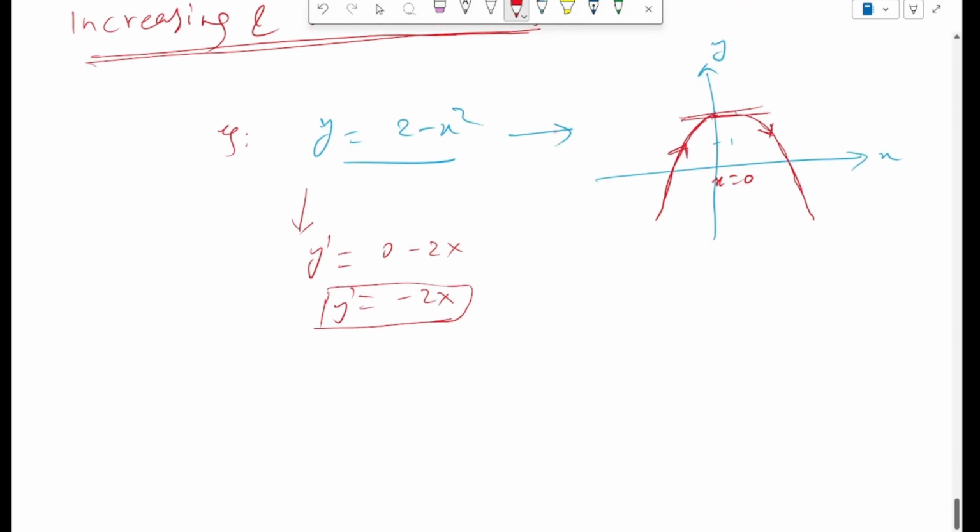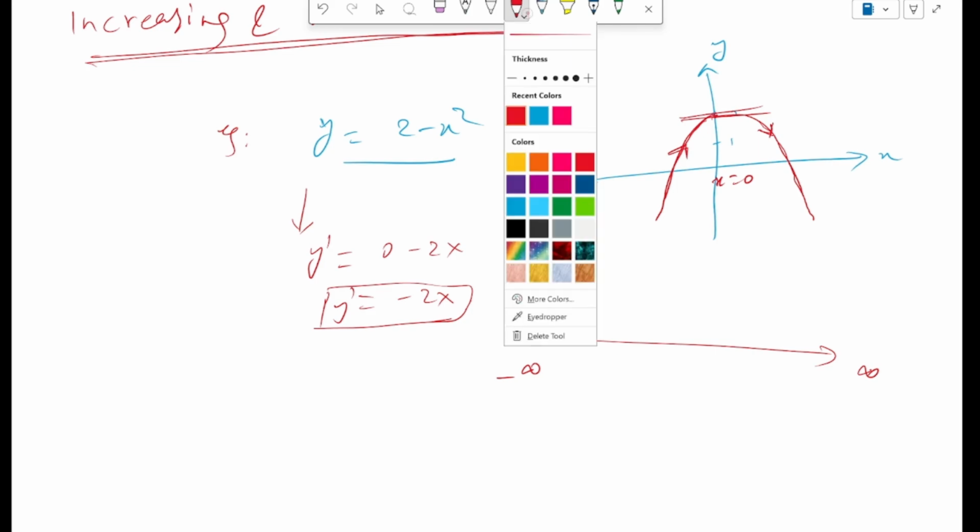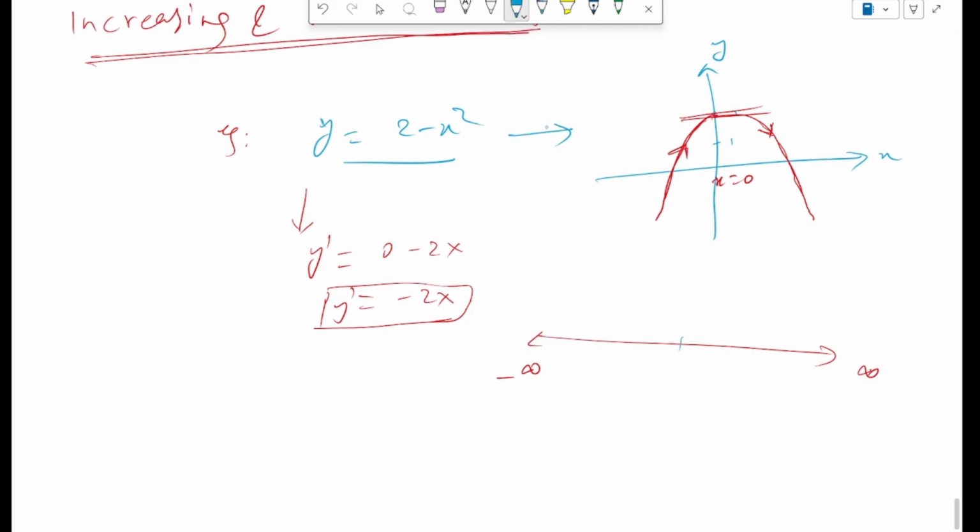Now let's plot a number line. This is the number line, this is negative infinity, this is infinity, and this is x equal to 0. So if we put a value here and test whether y dash is positive or negative, for anything less than x equal to 0, one negative is already there.